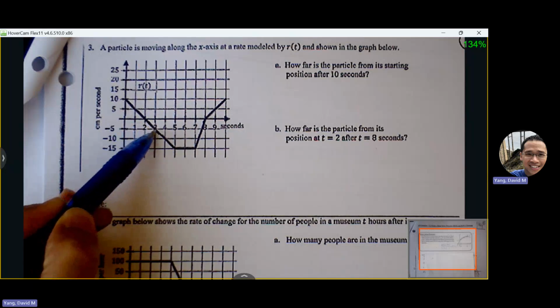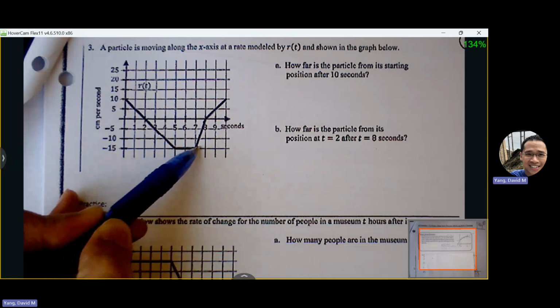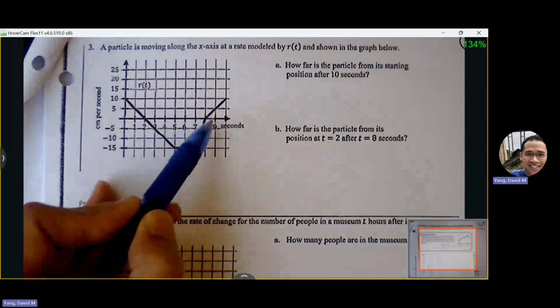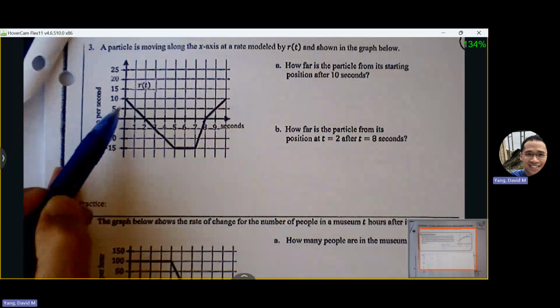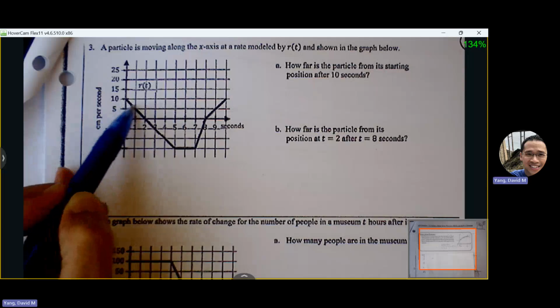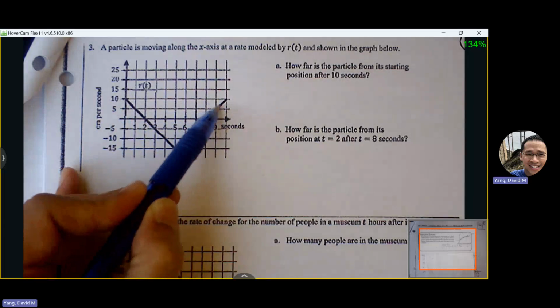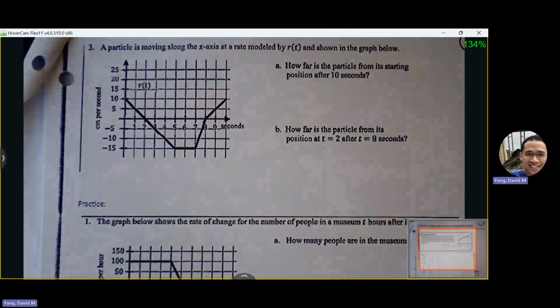And it's going to start going left. It's going to pick up speed. It's going to hold its speed. It's going to slow down, but keep moving left. And it's going to stop, start moving to the right, and then start picking up speed in the other direction. And if we involve the area between the graph and the x-axis, we can figure out exactly how far this particle has traveled in its respective direction.